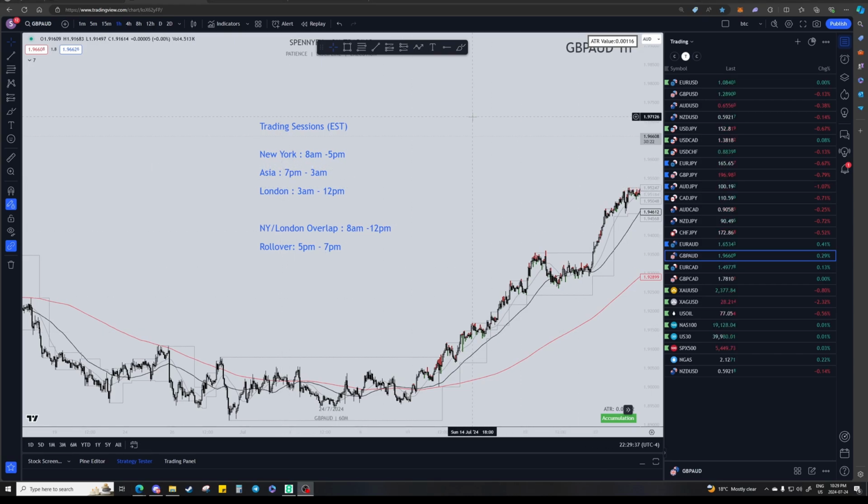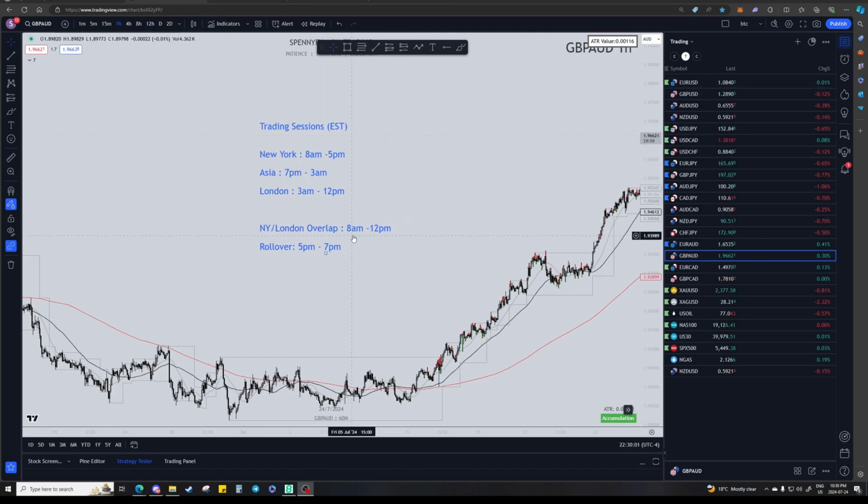And so you can probably guess that any Forex pair that has USD in it is good to trade during New York session. Or any Forex pair that has the British pound in it, or the euro in it, or the Swiss franc in it, which is CHF, that's Switzerland. Any of those are good to trade in London session.